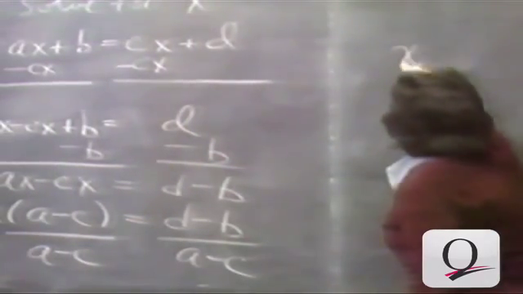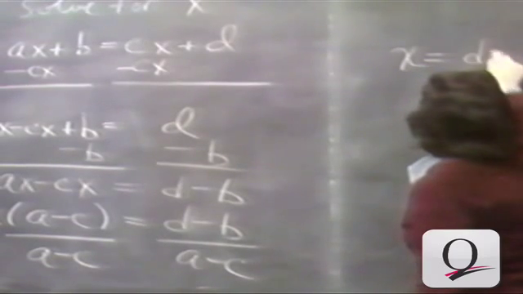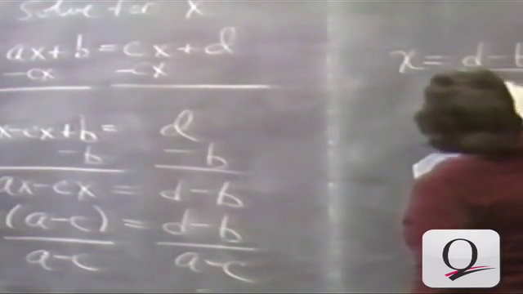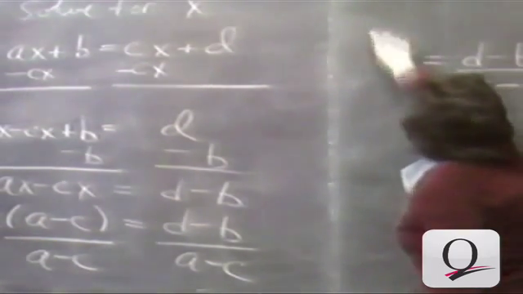And we get the final answer. The a minus c's cancel. We get x equals d minus b over a minus c.